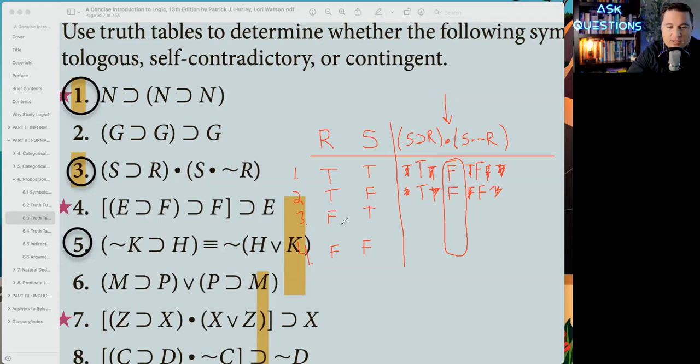In row 3, R is false. Do I need to look at the antecedent? Yes, because it depends. If the antecedent's false, then the horseshoe is going to be true, but the antecedent here is true, and we have that lethal combination. We have a true antecedent and a false consequent, and when you have a horseshoe statement, that's going to make it false.